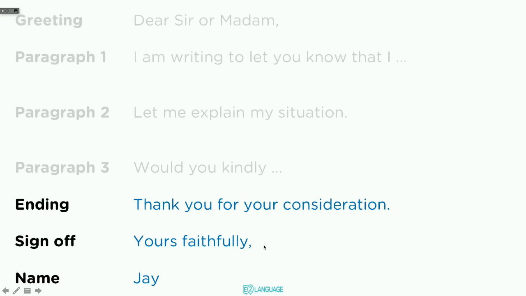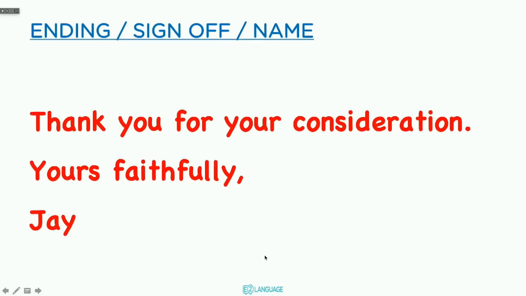That's it. So, memorize this. That's the last part of your letter. That's the ending, the sign-off, and your name. So copy this into the chat or the comments below, word for word, same punctuation. You have 30 seconds.